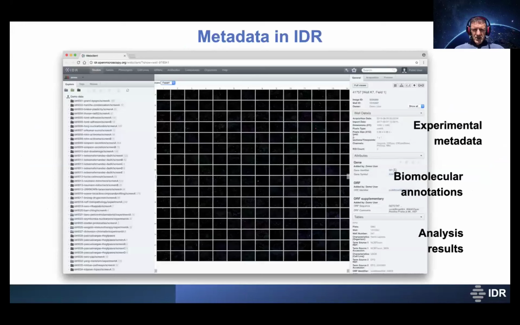So how does it look in practice? In practice, we use OMERO. So people familiar with OMERO will see that. Sorry, I need to move things. So you'll have experimental data. We display biomolecular data annotation, and also analytical results. And we have all the modalities that Bio-Formats supports that can be ingested into the system, including screening data.